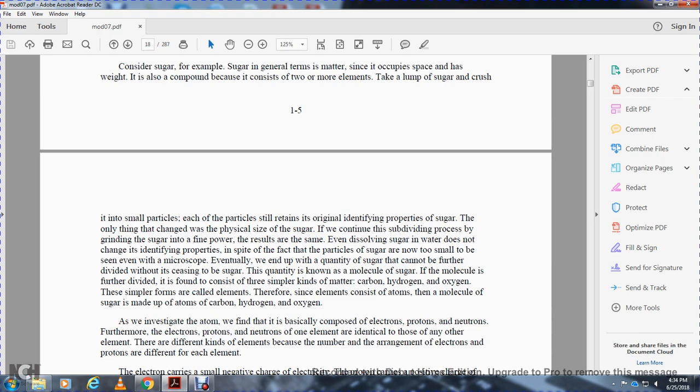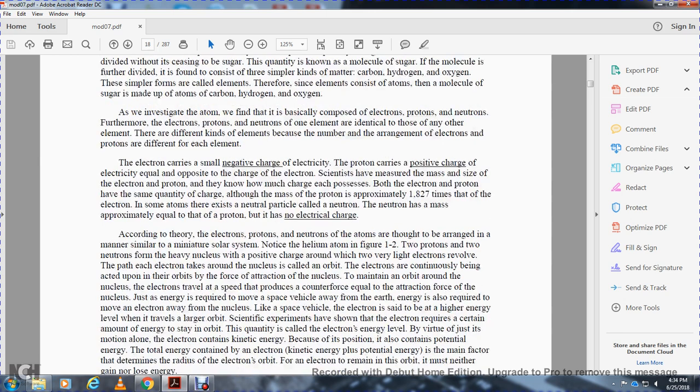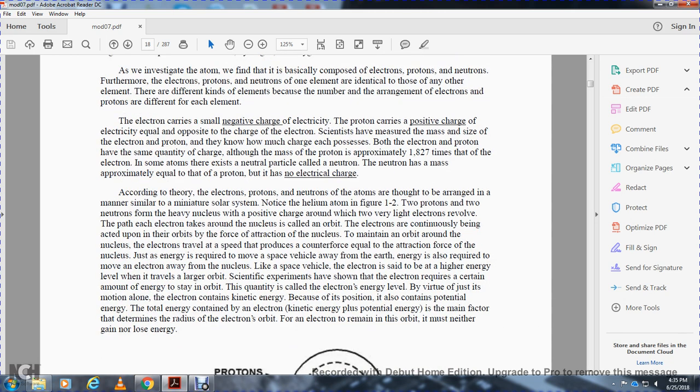These simple elements consist of atoms, and the molecule of sugar is made up of atoms of carbon, hydrogen, and oxygen. As we investigate the atom, we find that it is basically composed of electrons, protons, and neutrons. Furthermore, the electrons, protons, and neutrons in one element are identical to those of the other elements. In different kinds of elements, the number and arrangement of the electrons, protons, and neutrons are different. The electron carries a small negative charge of electricity. The proton carries a positive charge of electricity equal to, but opposite, the charge of the electron.